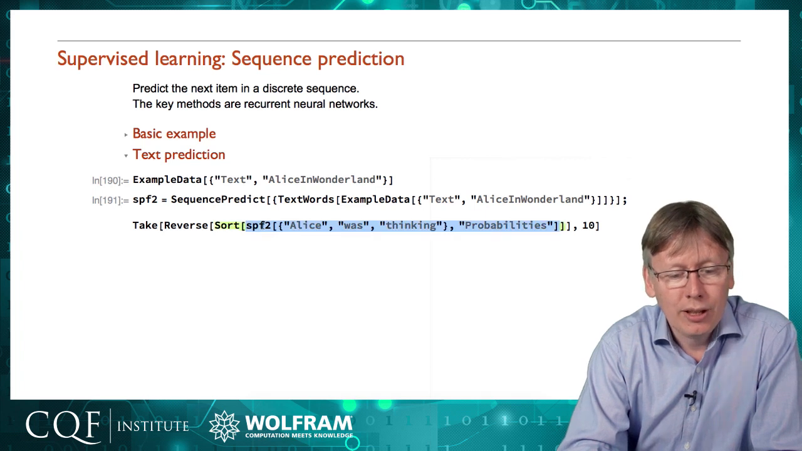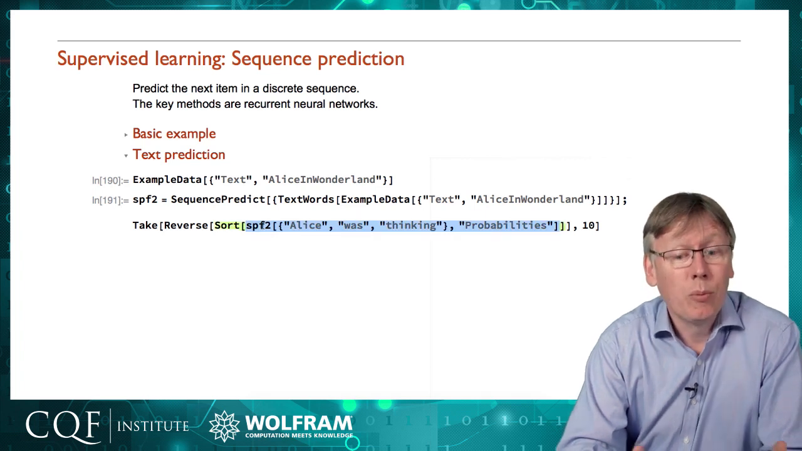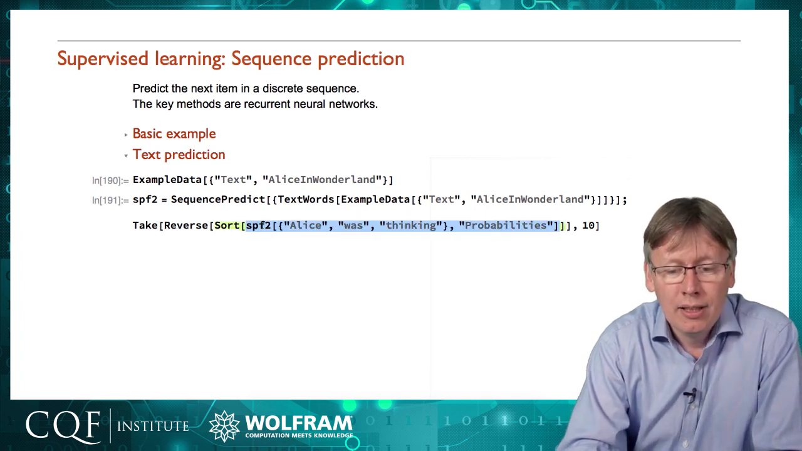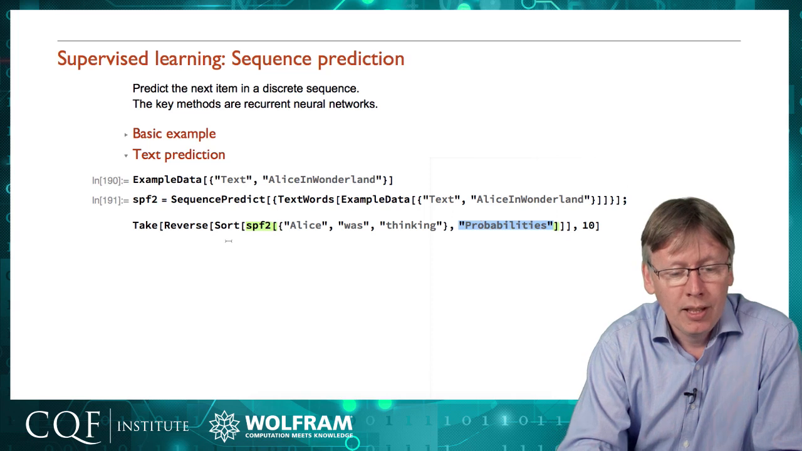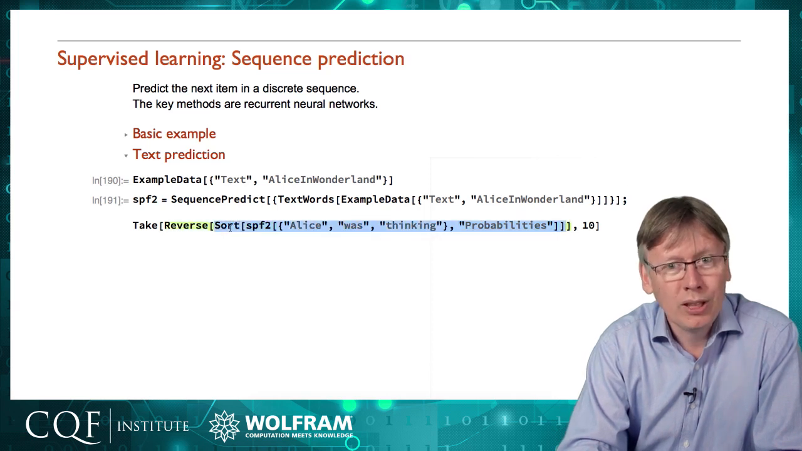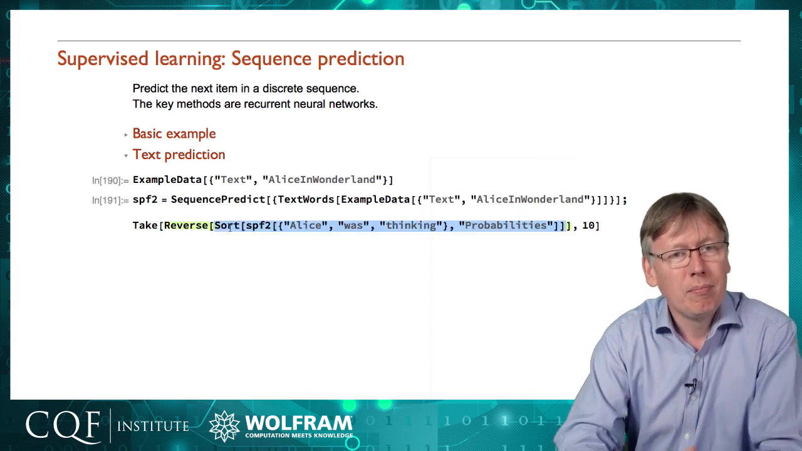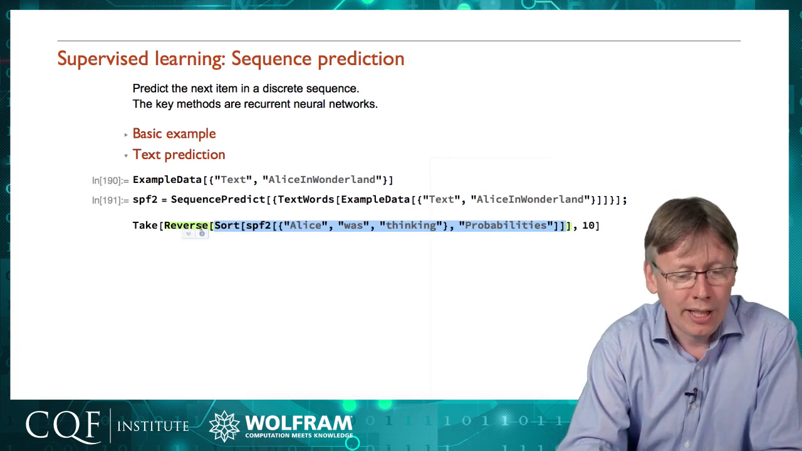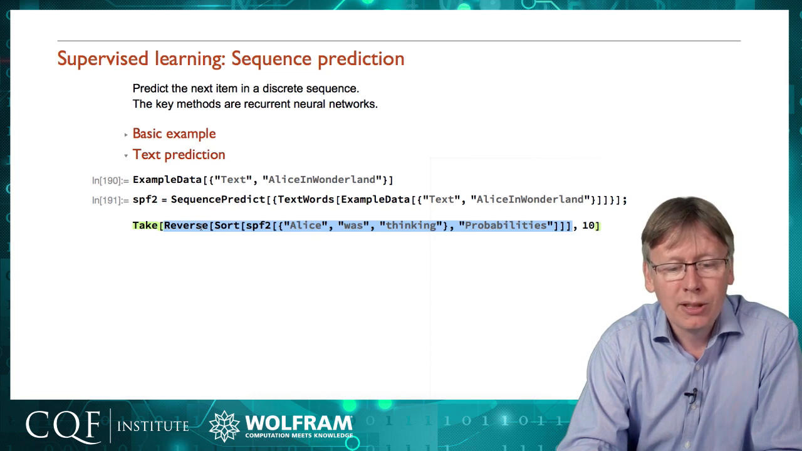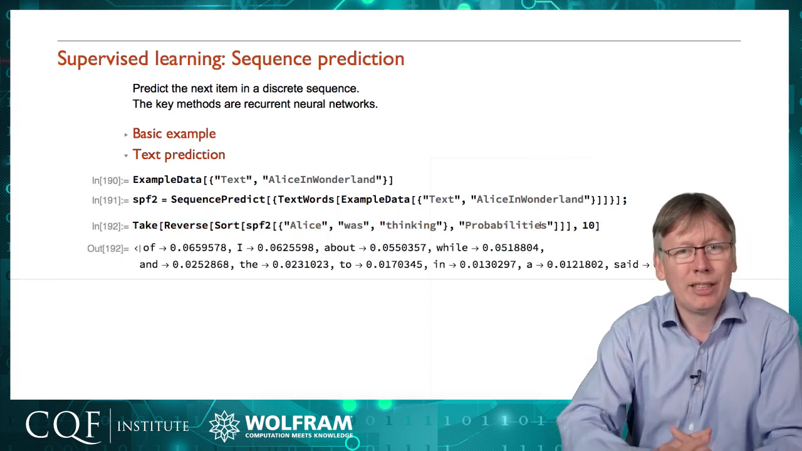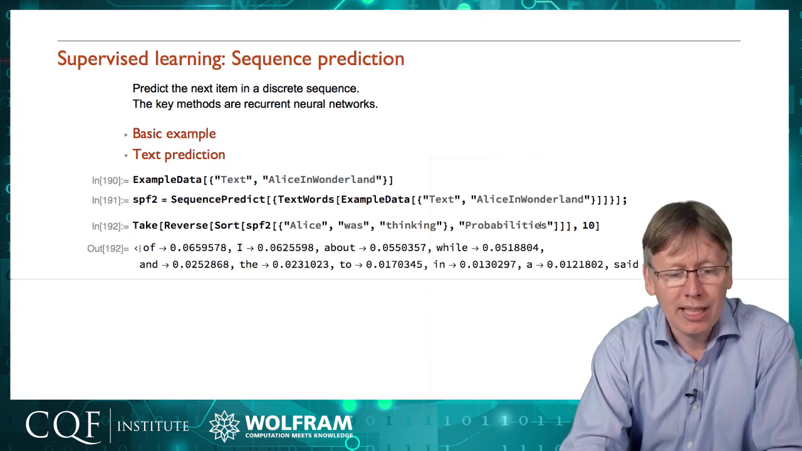We can now take that function and apply it to some phrase. I'm going to start with the phrase, Alice was thinking. And rather than just make the next prediction, I actually want to see the probabilities of all of the different words that might come up. I'm going to sort those so that we get the most likely first. Well, actually they come last, so I have to reverse it. Then that will give me the most likely, and I'll take the first 10 of those. So the code around it is just tearing apart the prediction that comes out.